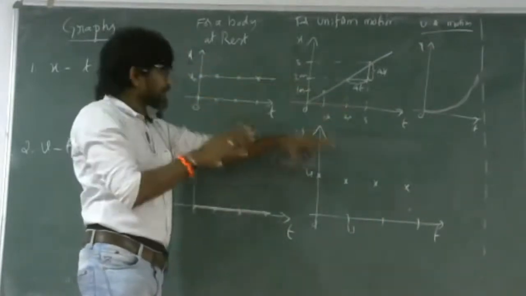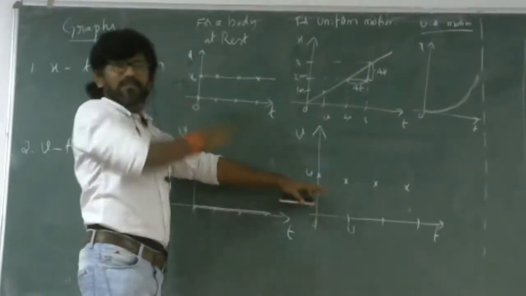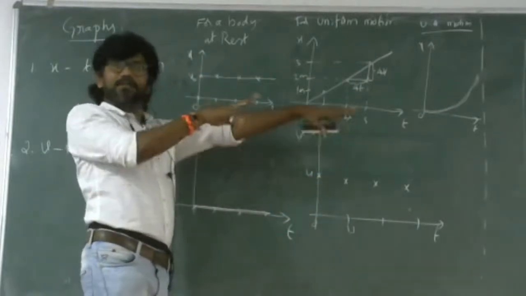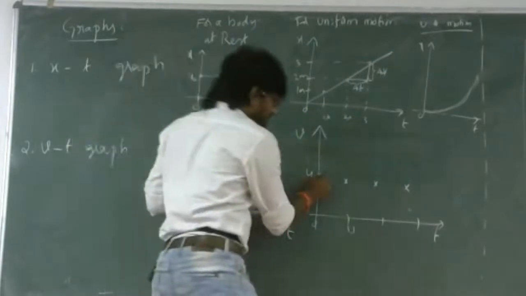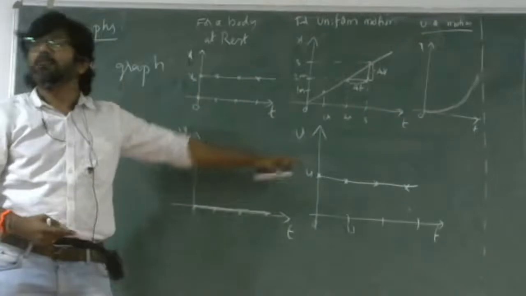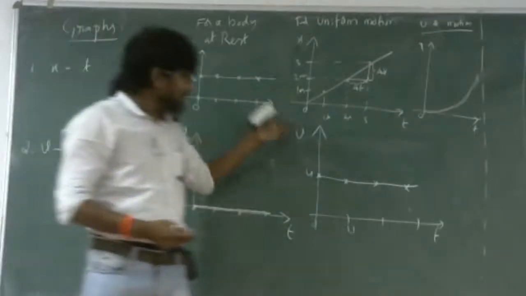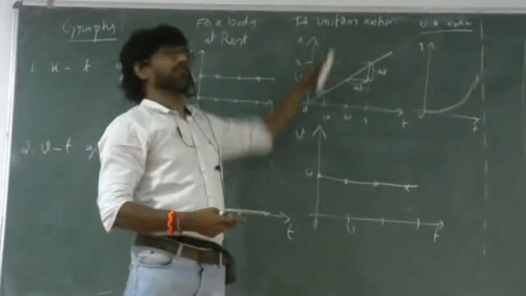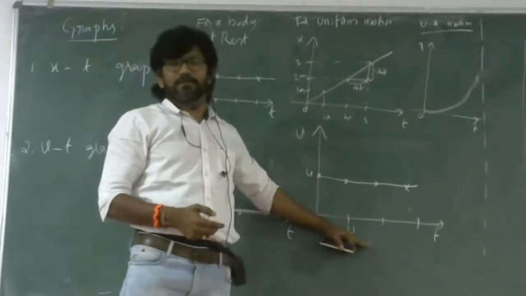Uniform velocity means it should be moving in the same straight line also, the direction also should be fixed. So if you join all these points, you will get a straight line parallel to time axis. So the velocity time graph for uniform motion is a straight line parallel to time axis.